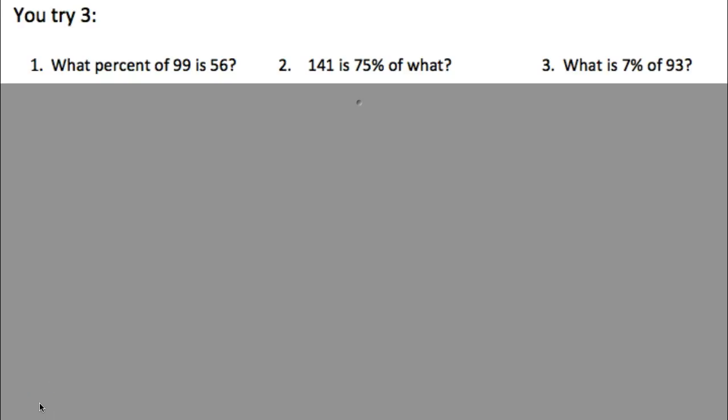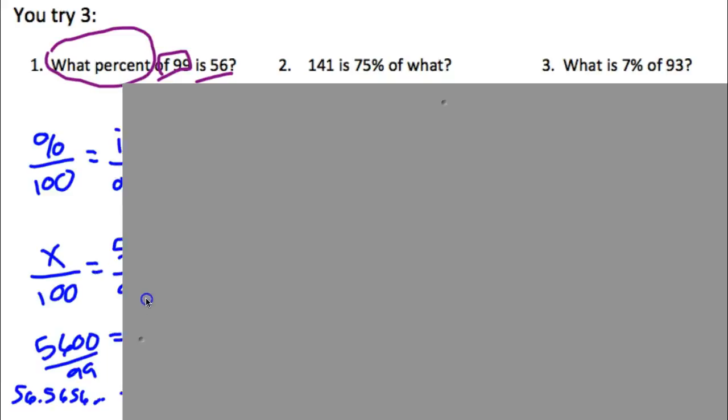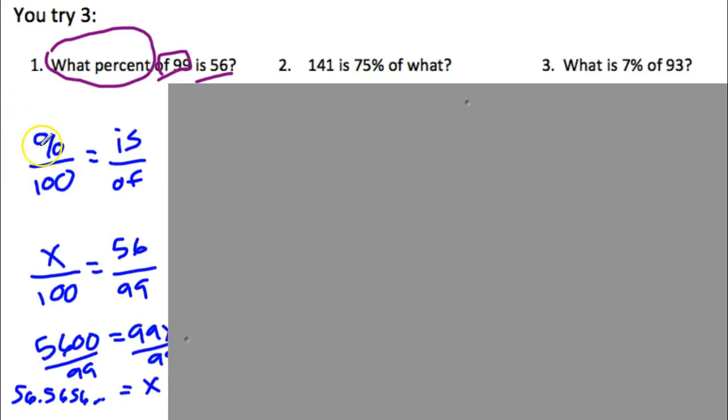All right, I hope you tried these on your own. So let's go over them. The first one: what percent of 99 is 56? The first thing I do, I circle the percent, what percent, the of, I box it, and I underline the is. So what percent of 99 is 56? All right, let's take a look. I do this every time. Percent over 100 equals is over of.